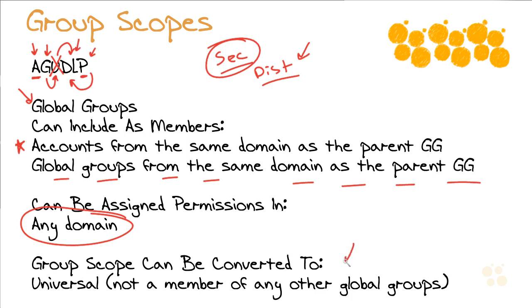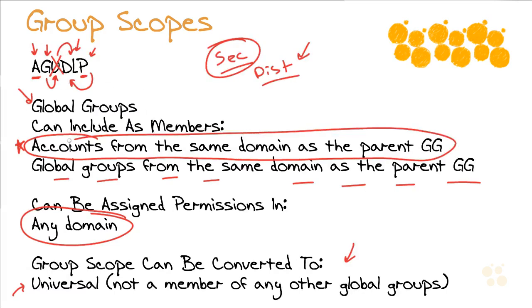Now, what about conversion? That's one of our exam objectives, and we could take a global group and convert it to a universal group if we wanted to, as long as it's not a member of any other global groups when we attempt to do this conversion. I'll show you the conversion, and I'll show you how all of this works inside of our lab in a moment. So to review, the big point here is global groups are so often going to be containing our user accounts from the domain that we are working in.